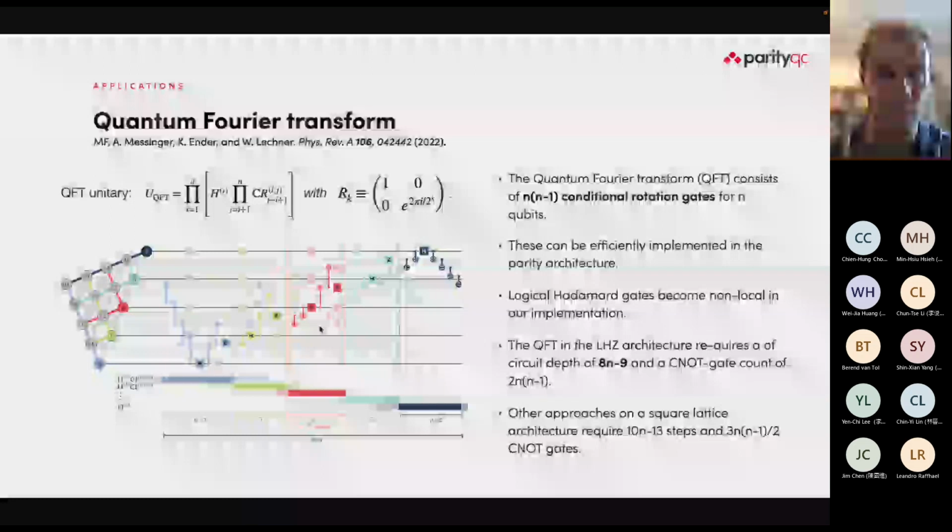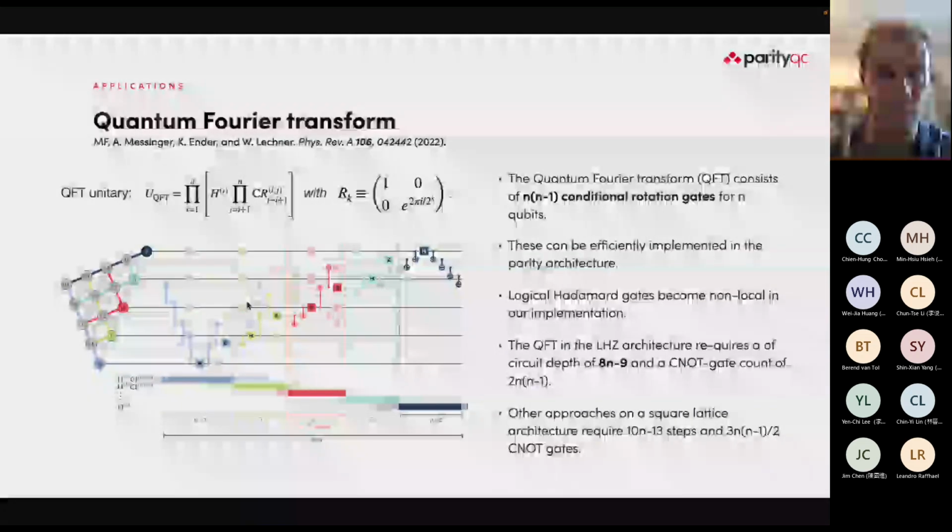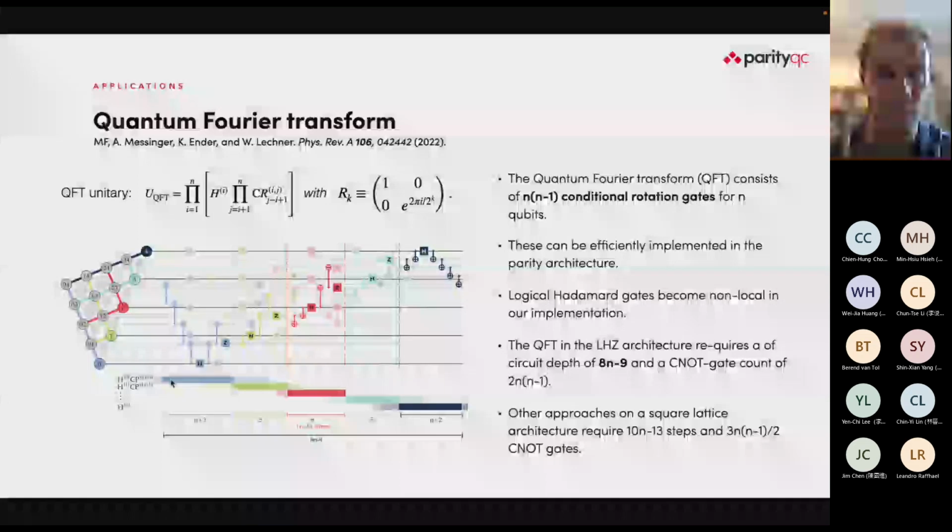So we can now study this circuit down here a bit. This circuit is actually the quantum Fourier transform in the parity frame. And what you can see here is that the circuit is mainly made up of these CNOT chains. And these CNOT chains come from the implementation of the Hadamard gates. As I mentioned before, logical single qubit gates that are non-diagonal can be realized by squeezing them into these CNOT chains, and this is exactly what happens here.